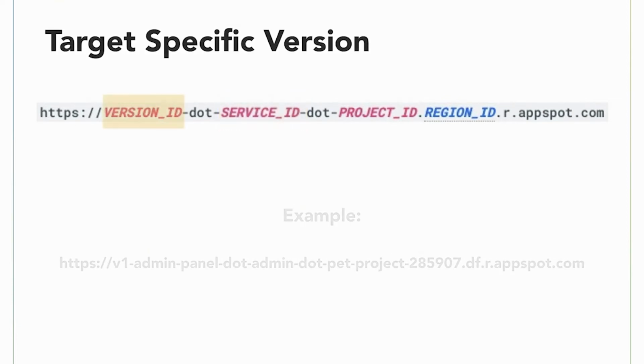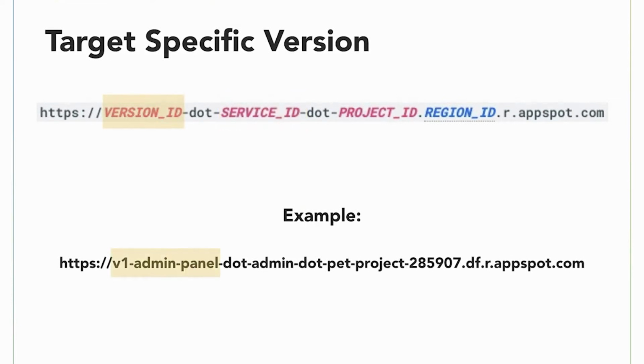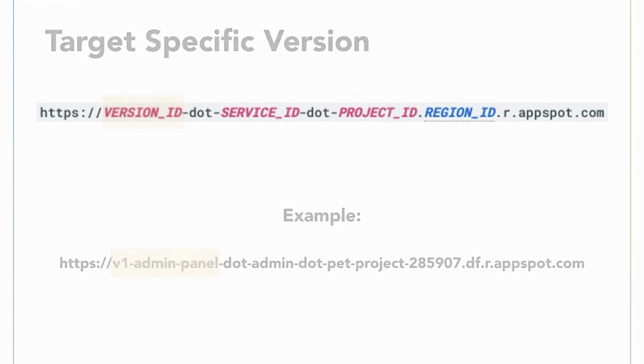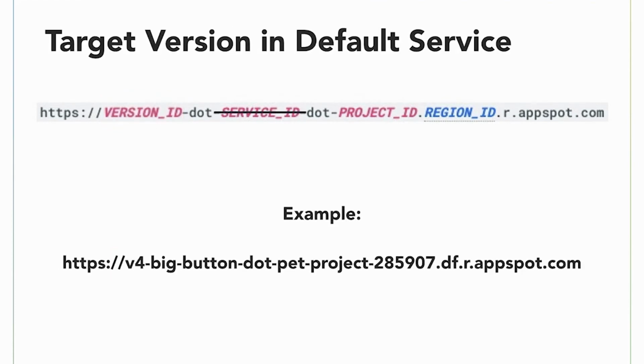And further, we can target a specific version by adding the version ID as well, in this case, v1-admin-panel. Omitting the service and going straight to the version also works. In this case, it will just use the default service. That's how we target different components using the URL. And that's all you need to know about App Engine components.